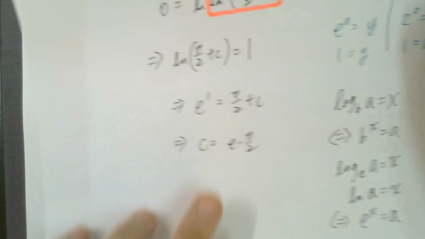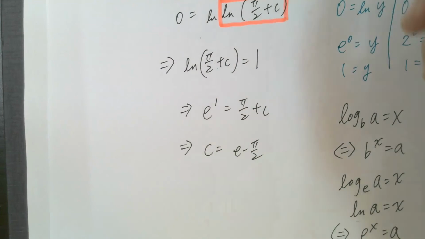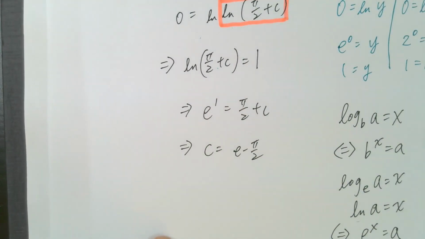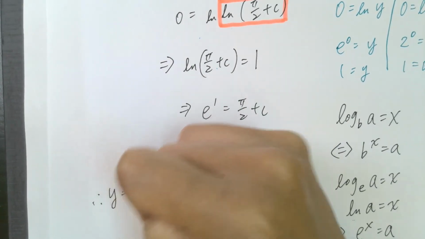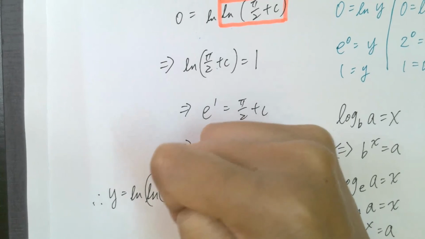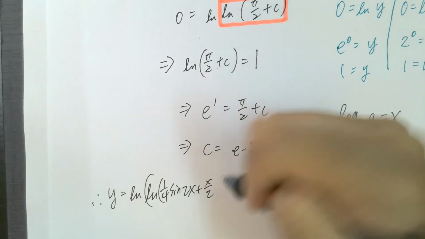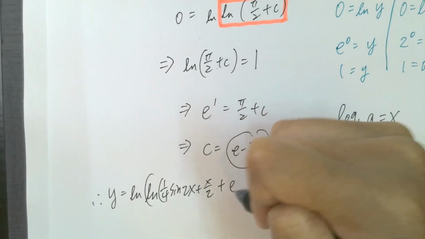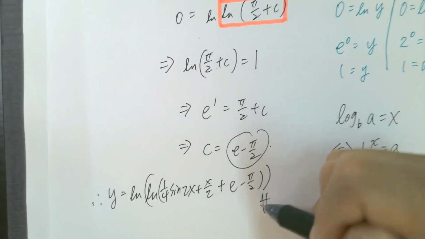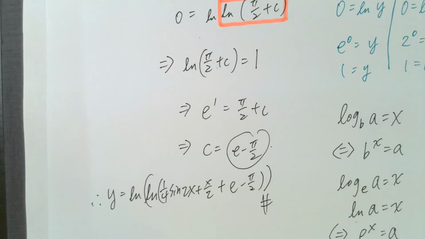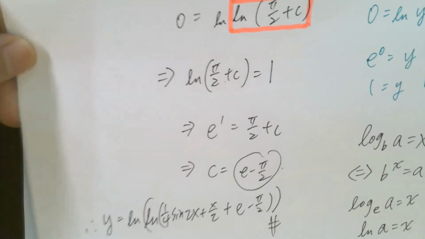So finally, we've got this final solution that we got. We have to plug it all in. Therefore, y is equal to ln of 1/4 sine 2x plus 2 plus our c, which we know is e minus pi over 2. So that's our final solution. So this is our answer. What a long journey, and we don't even have any explanation. We're just doing some motions.